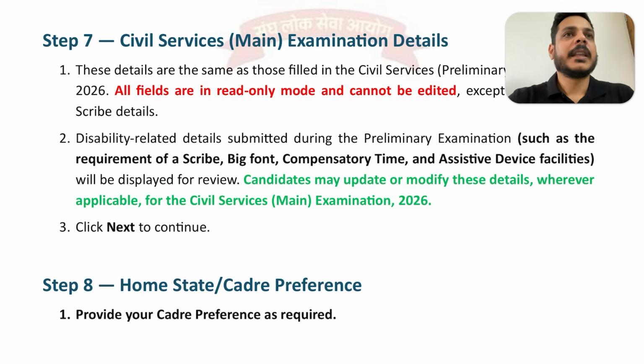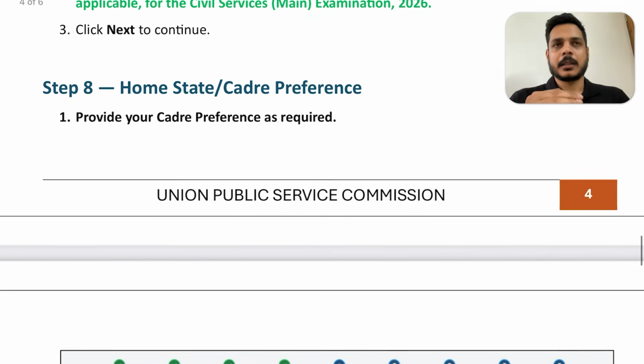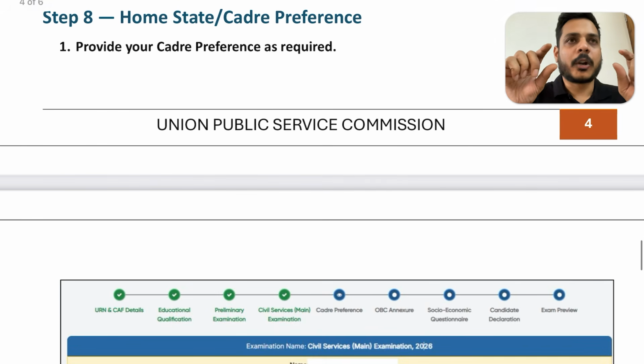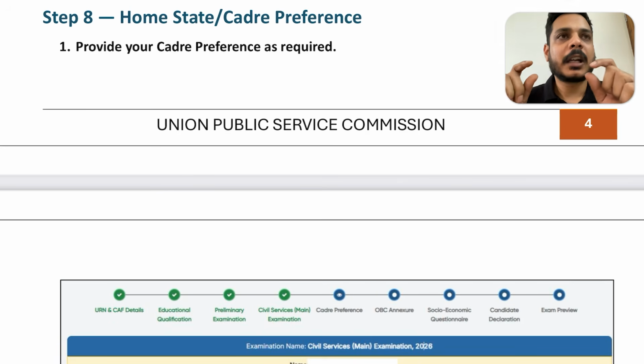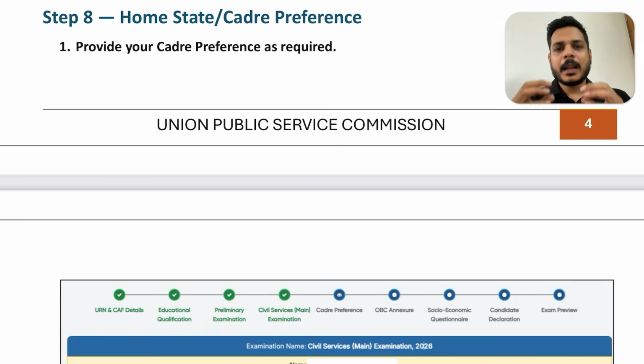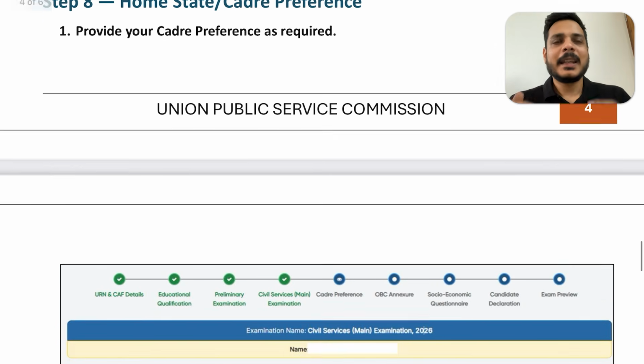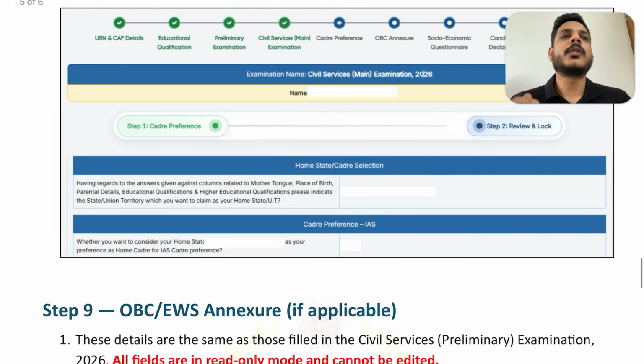Okay, yes, so you see 2 boxes are there at the bottom. So you will find that having regards to answers that you have already given, whether with respect to your background, with respect to your place of birth, mother tongue, parental details, educational qualifications, higher educational qualifications, you will have to write which one do you consider or you want to claim as your home Cadre or your state or UT. Okay, and then Cadre preference for IAS, whether you want to consider your home state as your preference for home Cadre for IAS Cadre preference or not.